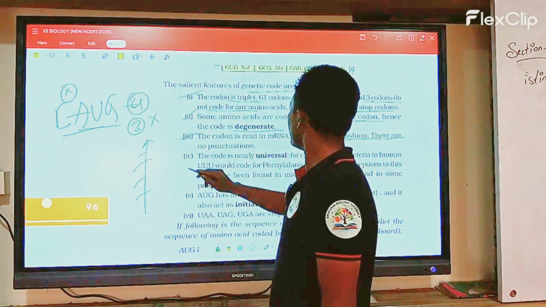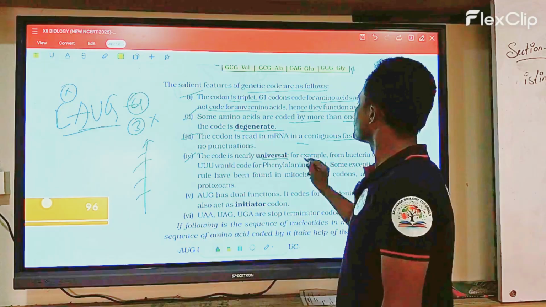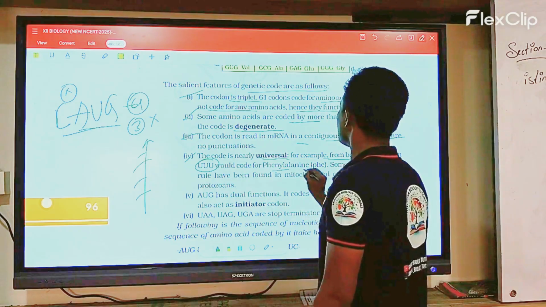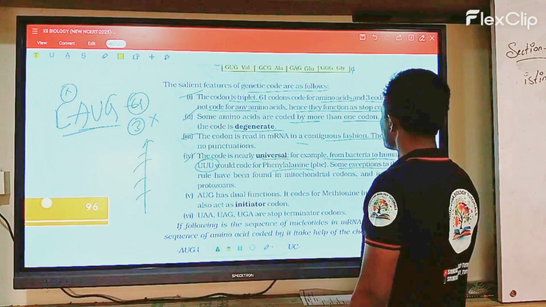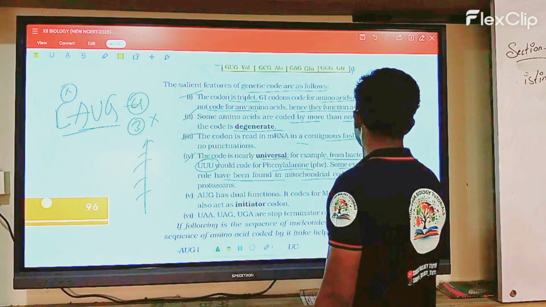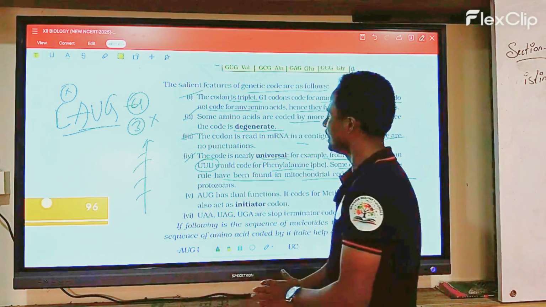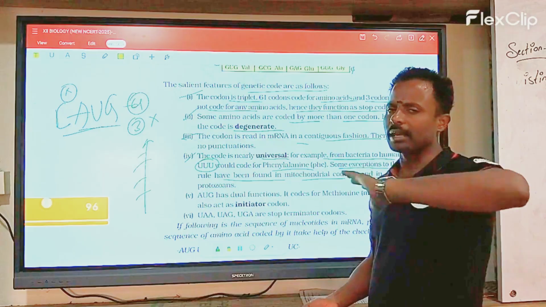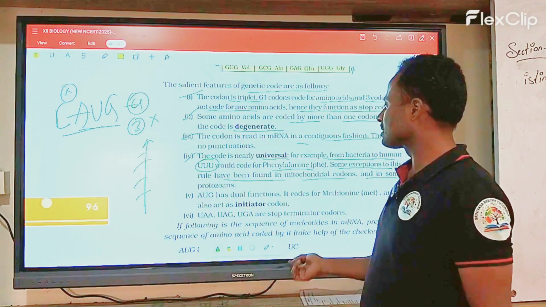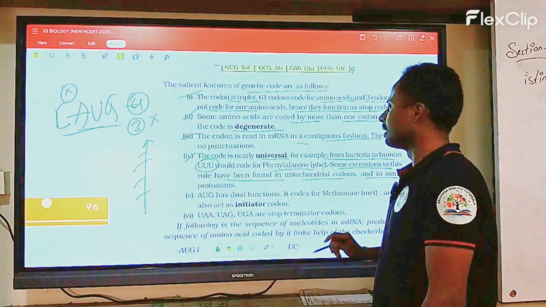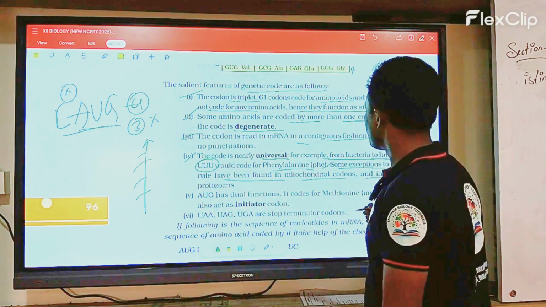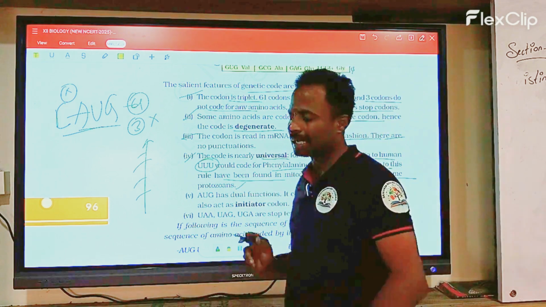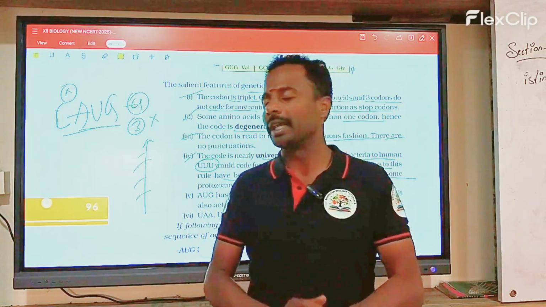Okay, and next, the code is nearly universal. For example, in bacteria and humans, UUU codes for phenylalanine. Some exceptions to this rule have been found in mitochondrial codons and in some protozoans. So mostly the codons are universal, meaning in all groups the codons are the same. For example, UUU codes for phenylalanine. The exceptions are seen in some mitochondrial codons as well as in some protozoans.